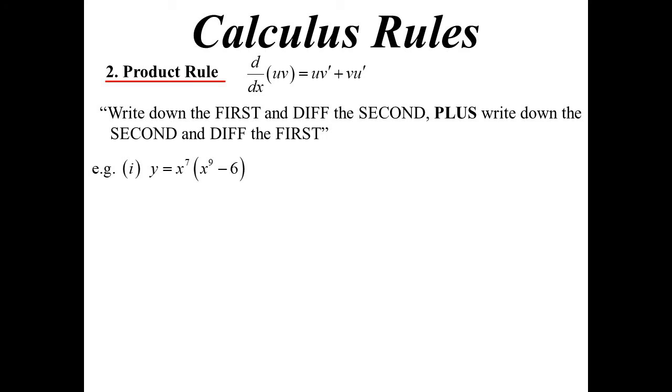So what do we do? Write down the first. Well, the first one is x to the power of 7, so I write it down. Diff the second. Well, when I differentiate x to the power of 9 minus 6, I get 9x to the power of 8. Plus, write down the second, x to the 9 minus 6, and diff the first. Well, differentiate x to the power of 7, I get 7x to the power of 6. So much easier. Just write down the first, diff the second, plus write down the second, diff the first.